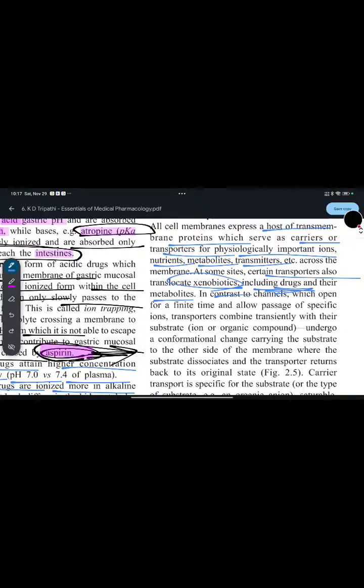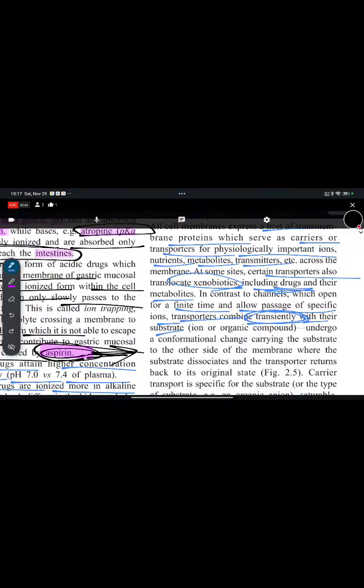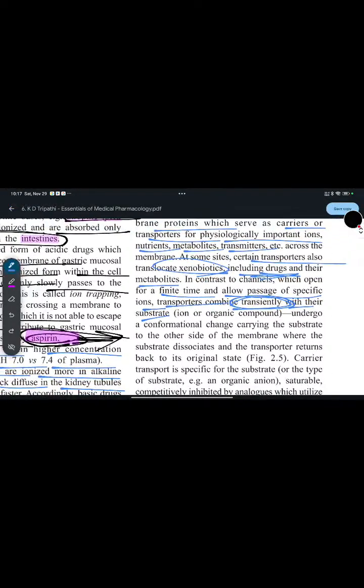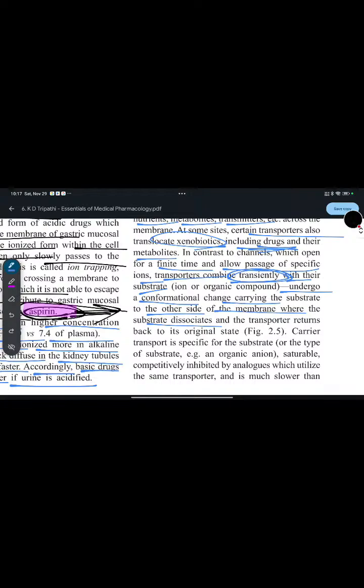In contrast to channels, which open for a finite time and allow passage of specific ions, transporters combine transiently with their substrate, ion or organic compound. The substance undergoes a conformational change, carrying the substrate to the other side of the membrane, where the substrate dissociates and the transporter returns back to its original state.